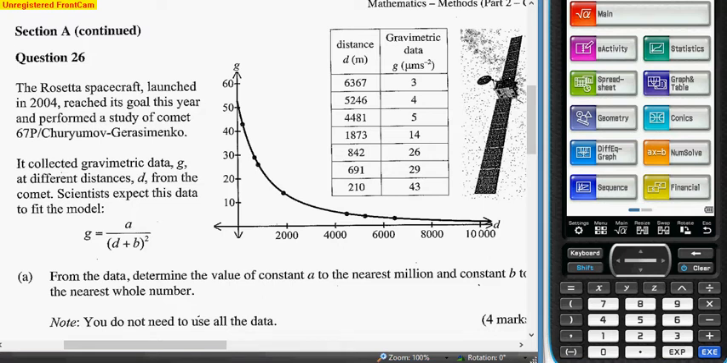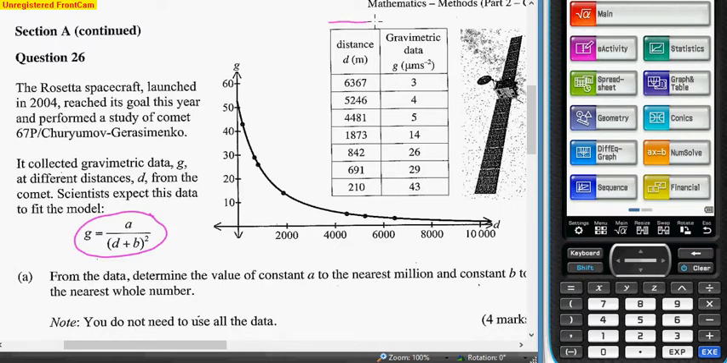Here's question 26 from the 2014 exam, and as with all questions you have to read the words pretty carefully. So we've got one about a spacecraft which is studying some comet, it collected gravimetric data, and we expect this model to fit. The important information in that is the equation we're expecting our data to fit.